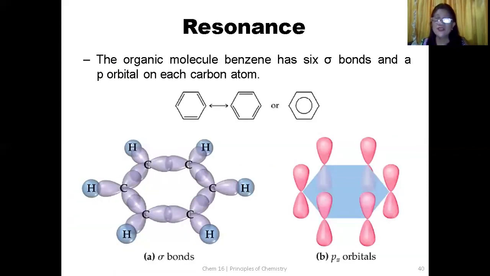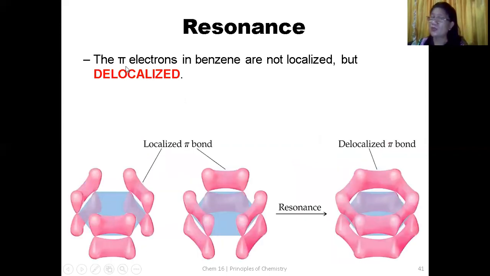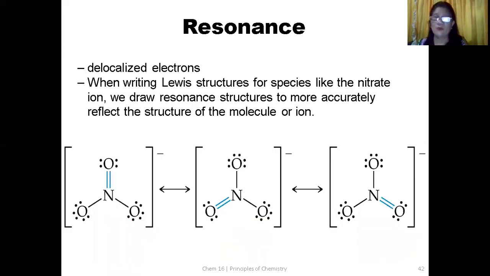Why? Because the electrons are moving. So they are delocalized. Delocalized means they shift. It is not the sigma, it's only the pi. So the pi electrons in benzene are not localized but delocalized. They can shift. So it is the pi that shifts, and that is why it will produce different structures, but they are the same by means of resonance.